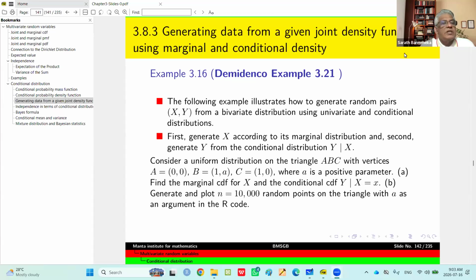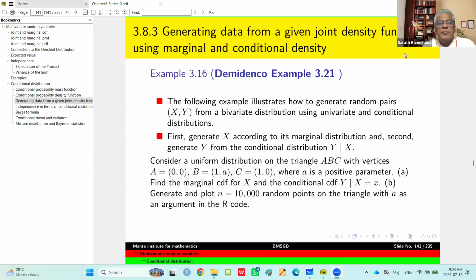And then we started a new topic in the last lecture on conditional distribution. In that lecture, we discussed the definition, conditional probability mass function, conditional probability density function. And after that, I explained an example on how to generate bivariate data from a given joint probability density function, right? How to generate data from a bivariate distribution when the density function is given.